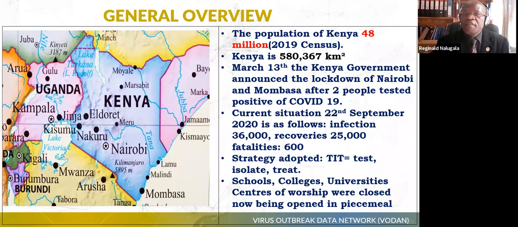From March 13th, the Kenya government announced the lockdown of Nairobi and Mombasa after 2 people tested positive for COVID-19. The current situation by 22nd of September is as follows: 6,000 infections, 25,000 recoveries, and 600 fatalities. The fatality has remained quite low, very unexpectedly. The Kenya government has adopted a strategy of what we call TIT: test, isolate, treat, and even there's follow-up. During this period, universities, colleges, schools, and centers of worship were closed.